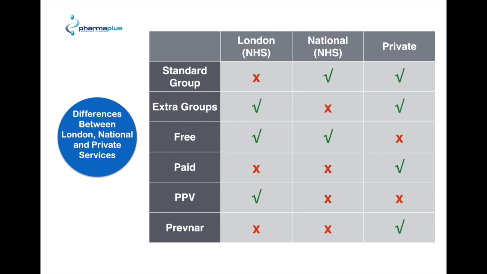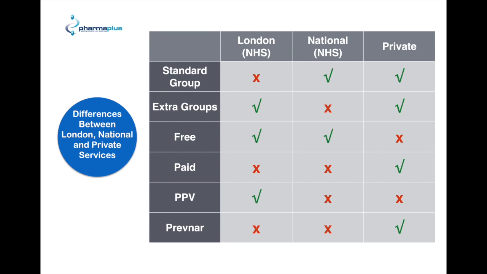For example, with the London one, you can see that they have an extra group of patients. They are free of charge to those extra group of patients. And also, you've got the opportunity to provide PPV as well. With the national one, you've only got the standard group of patients. It's free of charge, and the rest of you don't have the option. For example, the patient doesn't pay for it. There's no option of PPV, and there's no option of Prevnar as well. We'll talk about Prevnar a bit later on.